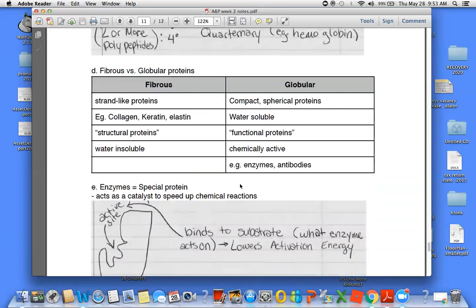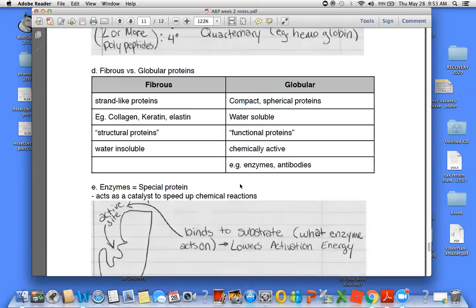Fibrous proteins are strand-like. Feel your hair, that's a fibrous protein. It's water insoluble. It's not going to just dissolve. You don't take a shower and it disappears. So it's got structure, structural protein. Pull your face a little bit. That's collagen and elastic fibers. Feel your face. That's keratin protein. It's all structural. It holds you together. Fibrous proteins hold you together.